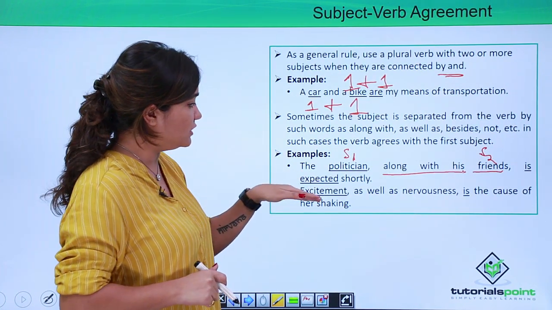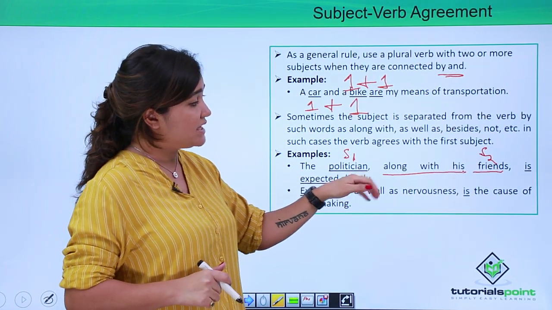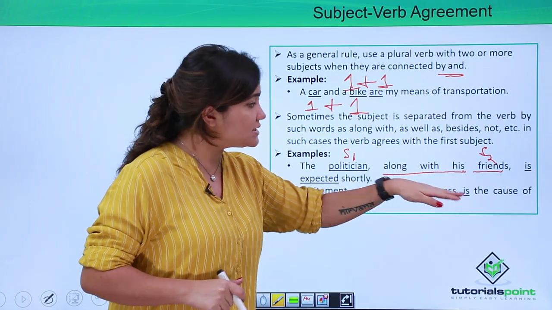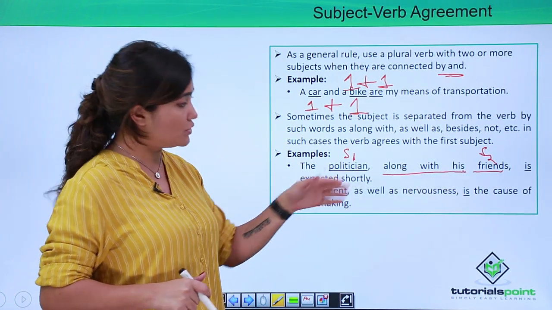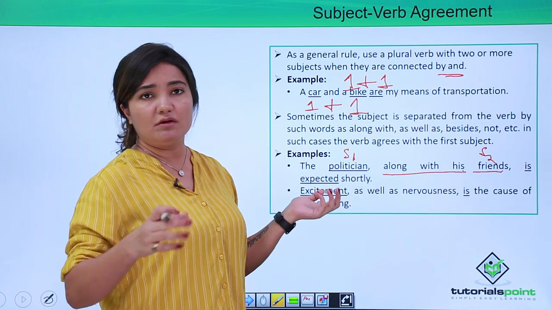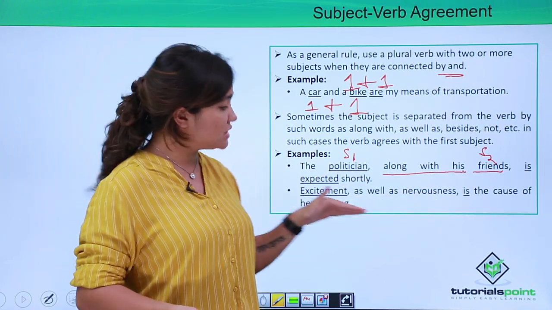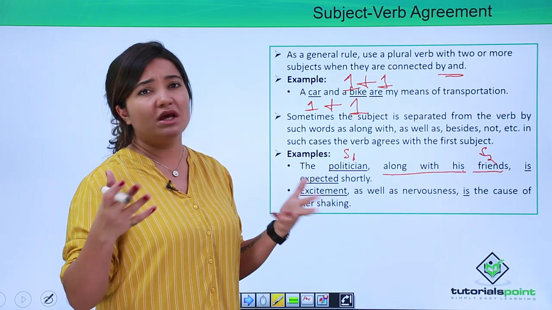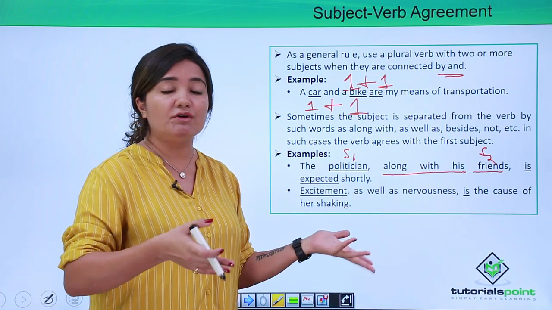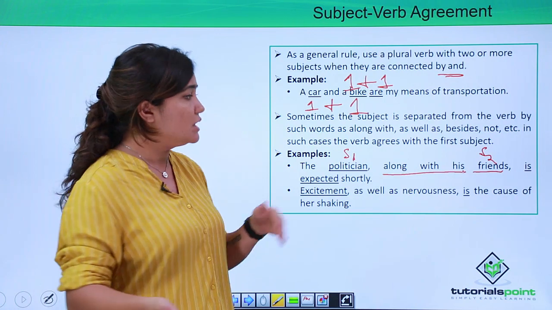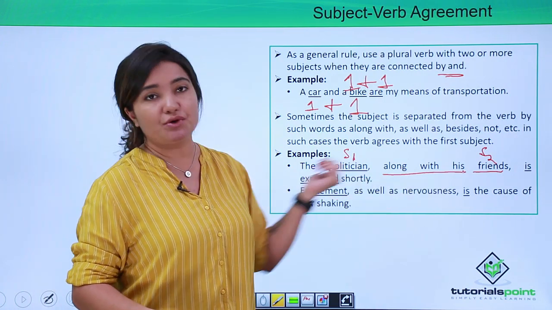Now here, excitement as well as nervousness is the cause of her shaking. So here again, both of them are abstract nouns. Which is why we've used is here. Excitement, you cannot count it, you cannot convert it into a singular or plural thing. So of course in that case also it's going to be is.